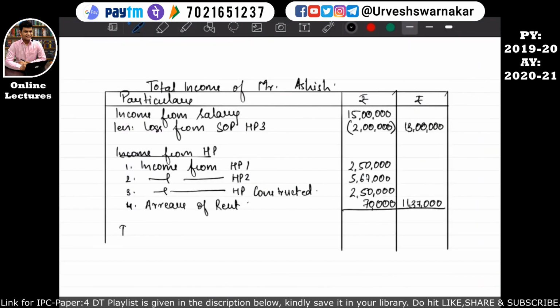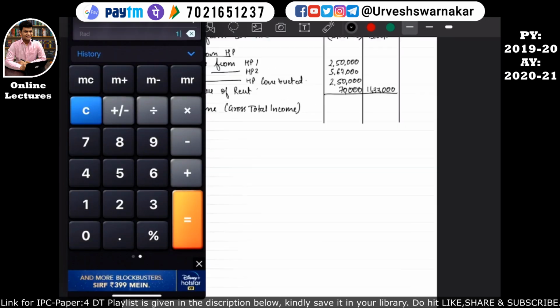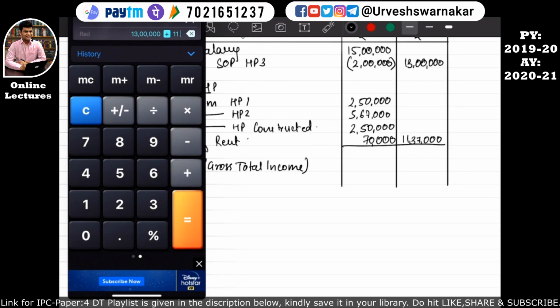So the total income, which is the gross total income, is 13 lakhs plus 11,37,000. I hope this is quite clear. So the final gross total income comes to around 24,37,000. I hope this is quite clear to all.